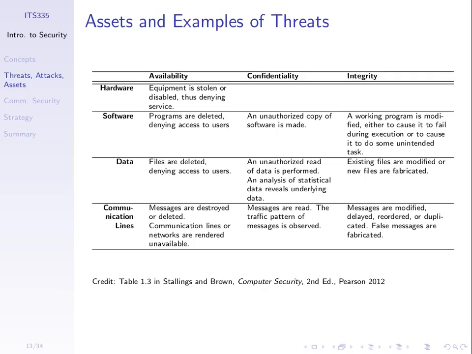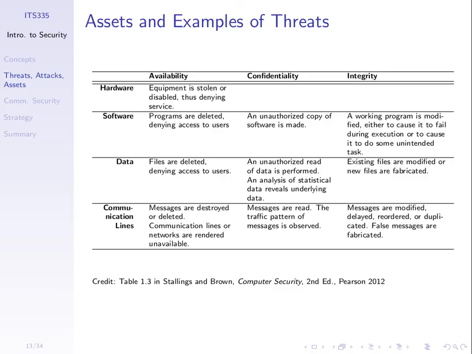And, well, not yet, but in the next few slides we'll focus a little bit on network security. But first, here's some examples. Coming back to our four types of assets: hardware, software, data, and communication lines, the links or the networks. And our three key objectives: availability, confidentiality, and integrity. And it gives some examples of the threats on those different assets.